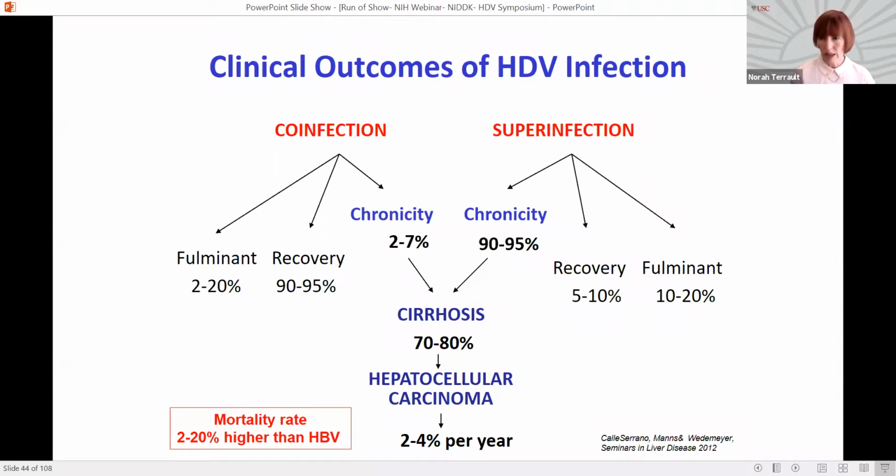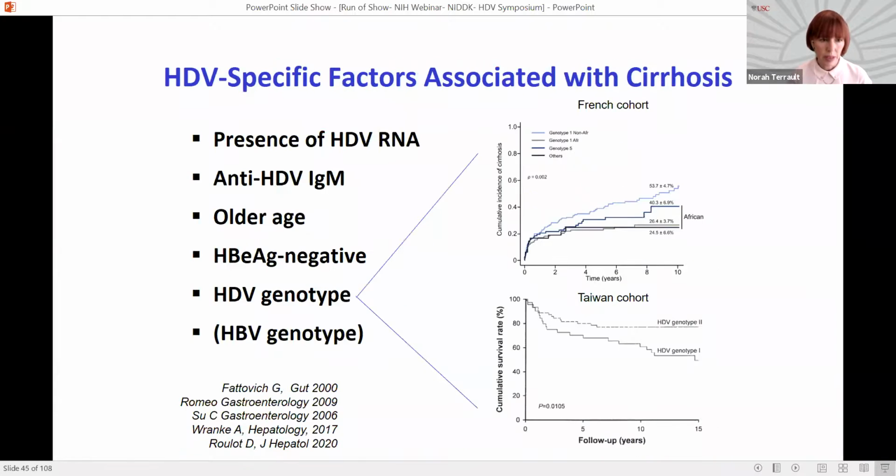And when we look at mortality rates related to liver-related complications, the estimates are that they are 2 to 20% higher than in individuals with HBV infection alone. Next slide, please. What are the factors that have been linked with cirrhosis in individuals who have chronic HDV infection?